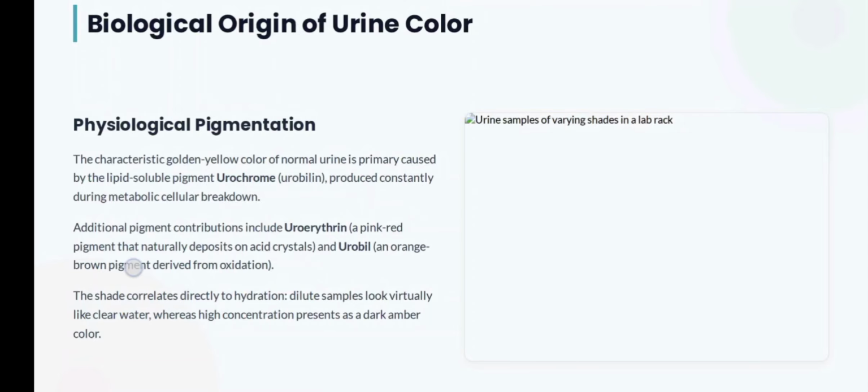The normal yellow color of urine is mainly due to the pigment urochrome. Dark urine usually indicates dehydration, while very pale urine may indicate overhydration.